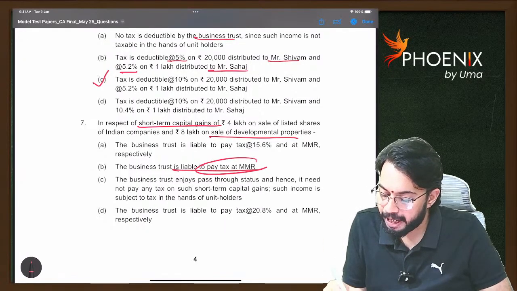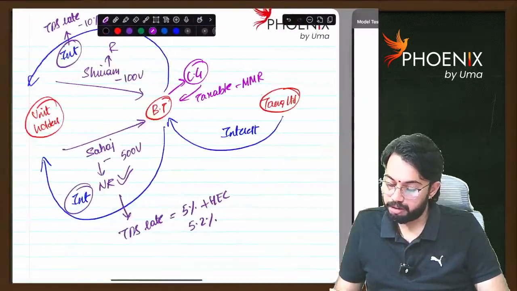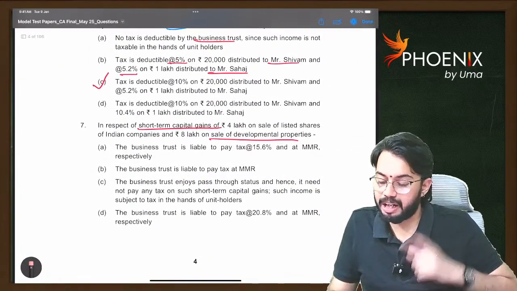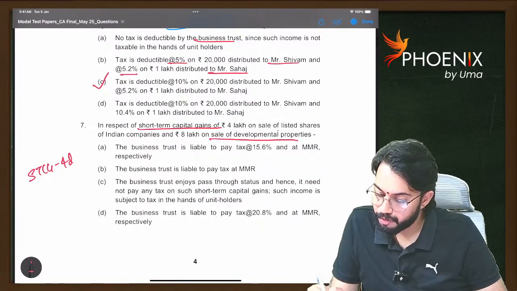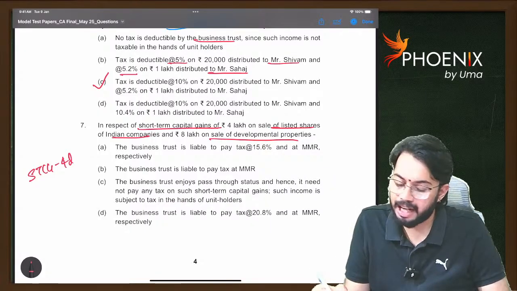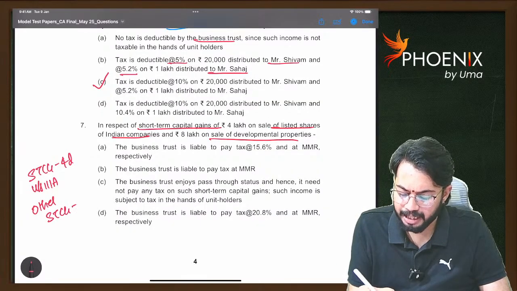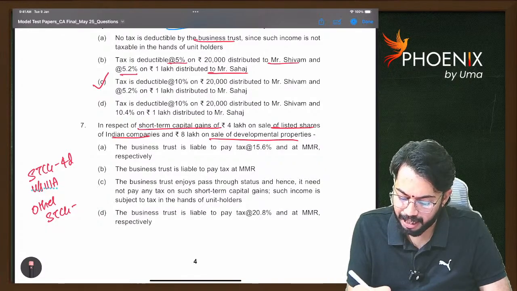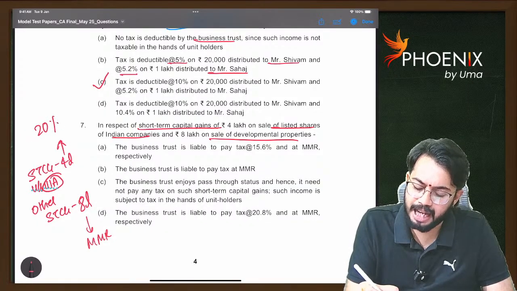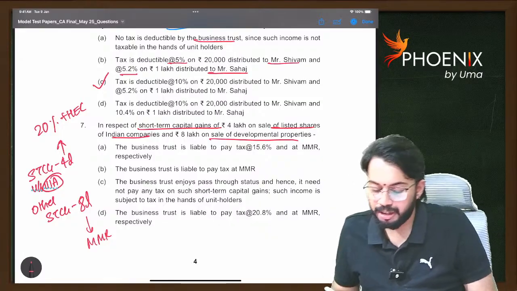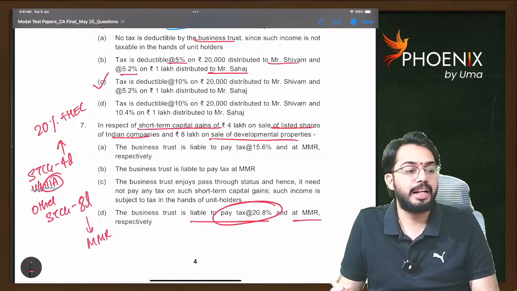Now business trust is liable to pay tax at MMR. Hold on. Two incomes. Short-term capital gain 4 lakhs on sale of listed shares of Indian companies and 8 lakhs. So this is short-term capital gain under section 111A. Other short-term capital gain is taxable at MMR. Other short-term capital gain is 8 lakh rupees. This is taxable at MMR. Whatever short-term capital gain under section 111A is there, this is taxable at the rate of 20% plus HEC. So the right answer is business trust is liable to pay tax at 20.8% and MMR respectively. This is the answer.